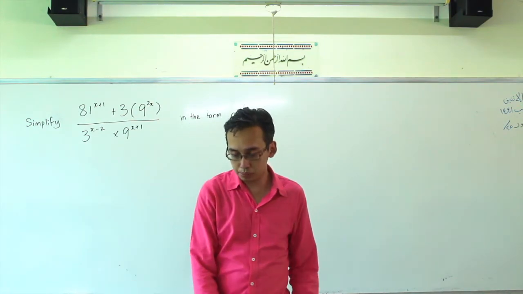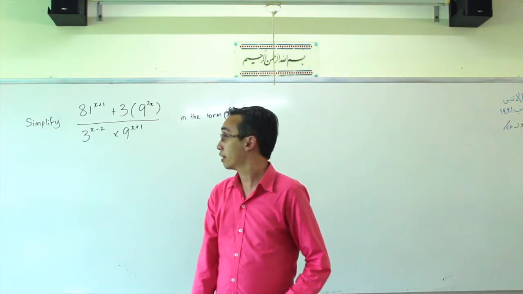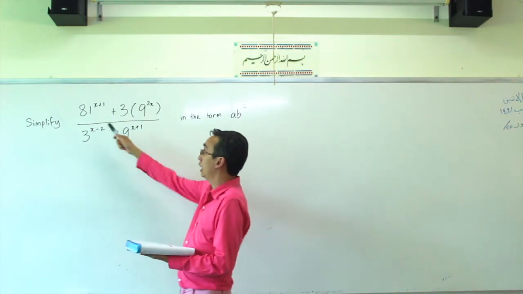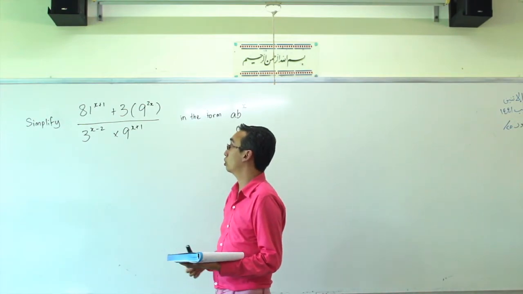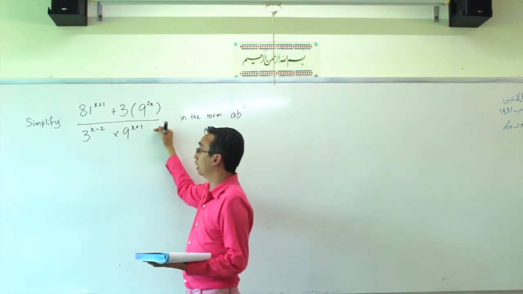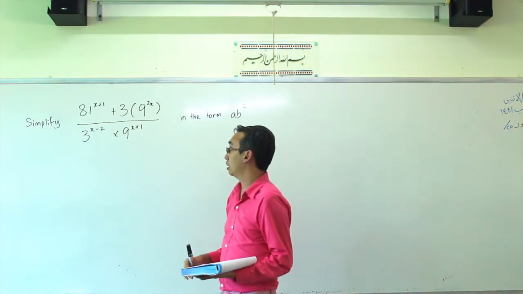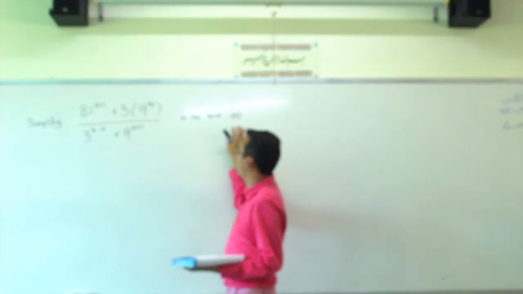Okay, so we'll start with example 10 first, which is on page 45. The question goes like this. Simplify this particular expression: 81 to the power of x plus 1, plus 3 times 9 to the power of 2x, the whole thing divided by 3 to the power of x minus 2 multiplied by 9 to the power of x plus 1. And we must make it in the form of a to the power of x.